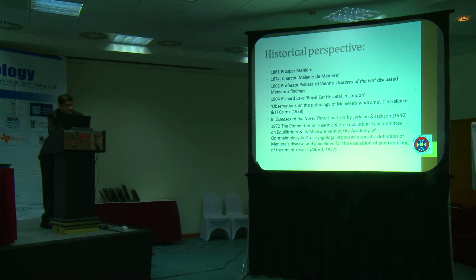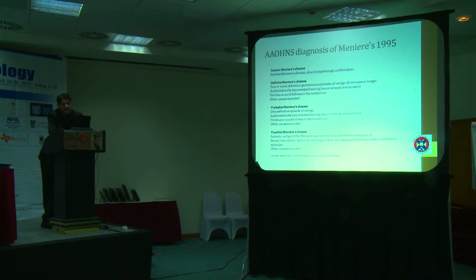It was not until 1972 that the Committee on Hearing and Equilibrium of the American Academy devised guidelines for the diagnosis and evaluation of treatment results, and the reporting of treatment results. This guideline was updated in 1985, and further reviewed and updated in 1995. This is the 1995 guideline that most of us would follow and are familiar with. I just want to point out that if you look at the definite criteria, a lot of these conditions do not appear simultaneously. It can take up to 2 or 3 years for somebody to progress from just tinnitus to hearing loss, vertigo and aural fullness. So somebody who's got possible or probable Meniere's can in a few years' time convert to definite Meniere's.